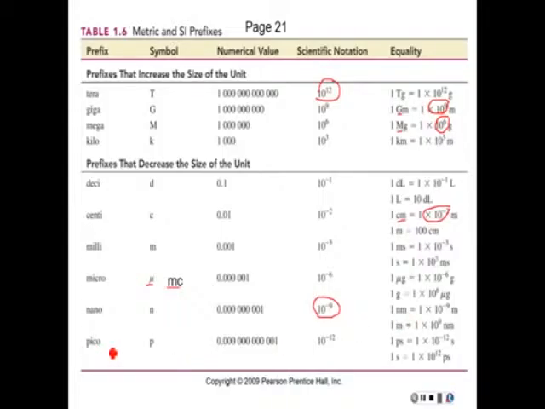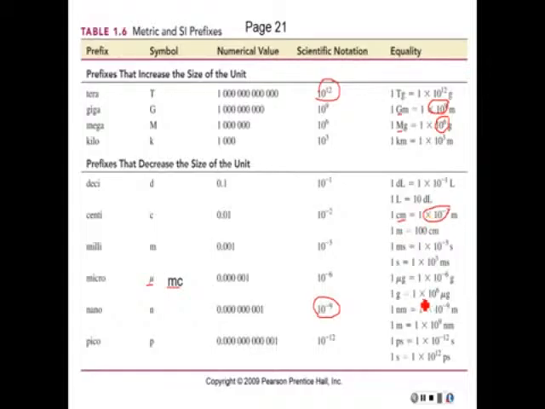And then we have pico down here, 1 trillionth. So 1 trillionth of a second is a picosecond. Or 1 second is a trillion picoseconds. So there's always 2 different ways to look at something, and that's what they're really giving you here.